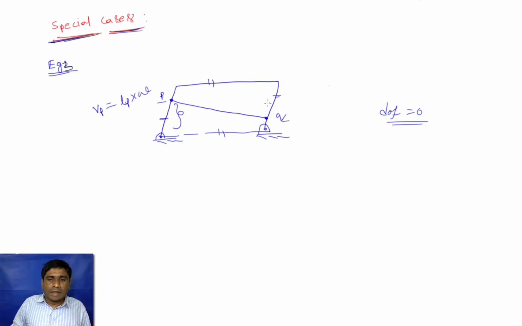But this angular velocity is also omega, and for Q, VQ equal to LQ into omega, but here LQ is less than LP, so VQ is less than VP. And if the distance traveled or the velocity of the points P and Q are equal, then only this link will become redundant. It won't constrain or oppose the motion. But in this case, it is not the same. It is not the case. So it is making the entire mechanism a structure by reducing the degree of freedom to 0.